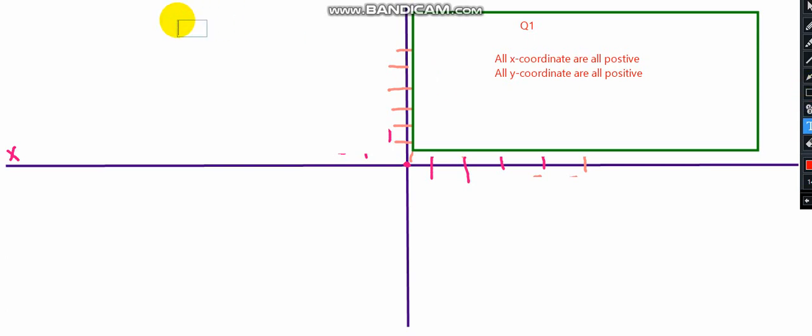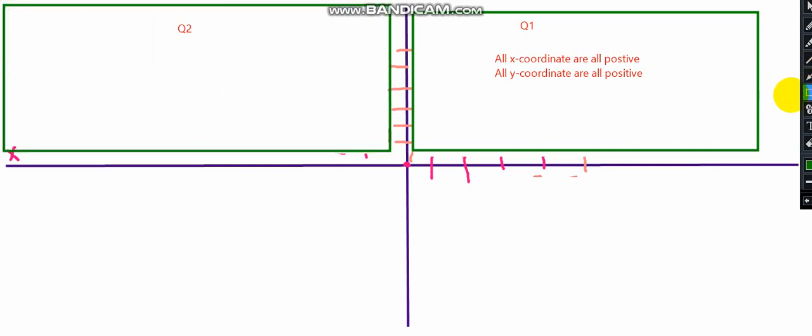Next, we always go in a counterclockwise fashion. So now we have Q2. This is quadrant 2 right here, and in this one all the x coordinates are always negative and all the y coordinates are always positive. So if you have -2, 5, that's automatically in quadrant 2.